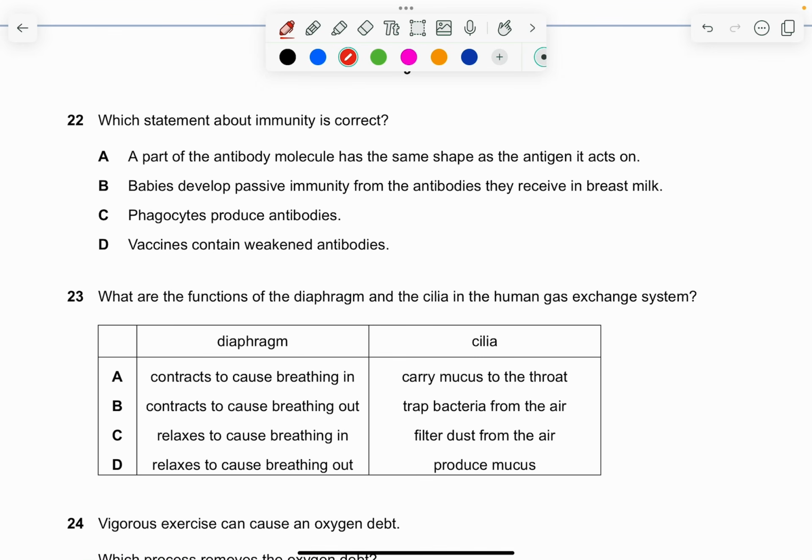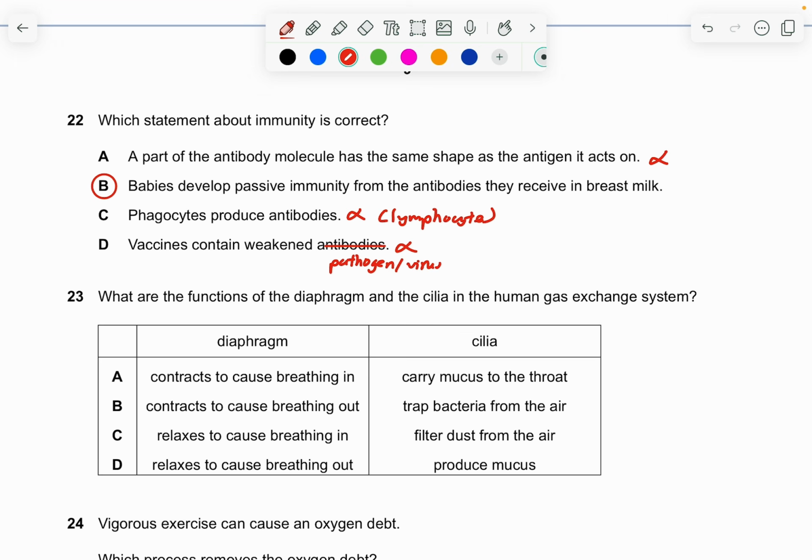Question 22. Which statement about immunity is correct? Okay, a part of the antibody molecule has the same shape as the antigen it acts on. Wrong, this is not the correct answer. They say babies develop passive immunity from the antibodies they receive in breast milk. So this one sounds correct. I'll just put that B. Phagocytes produce antibodies. This is wrong. This should be lymphocytes. And vaccine contains weakened antibody. No. Weakened pathogens or virus.